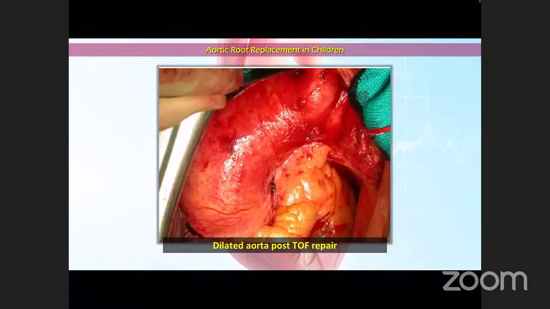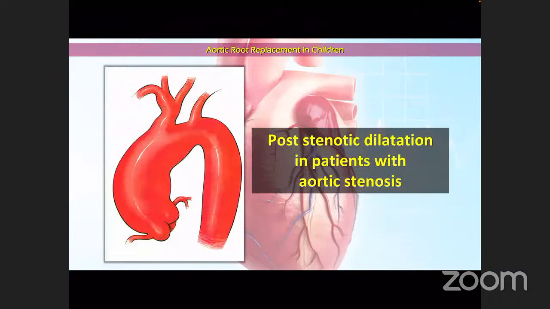Post-stenotic dilatation also is seen in patients with aortic stenosis, where it is believed that the jet of the aortic stenosis would hit against the greater curvature of the ascending aorta and cause progressive dilatation of the ascending aorta. And this can become also aneurysmal.